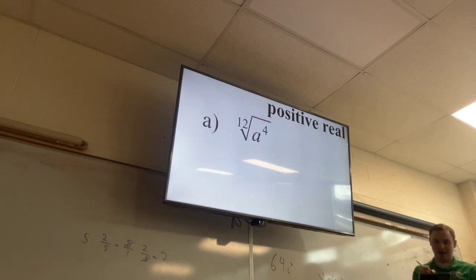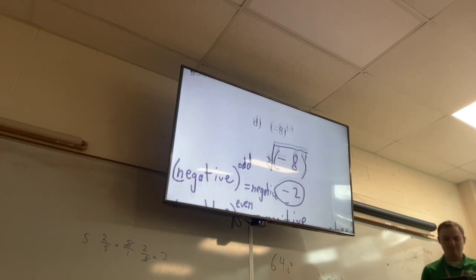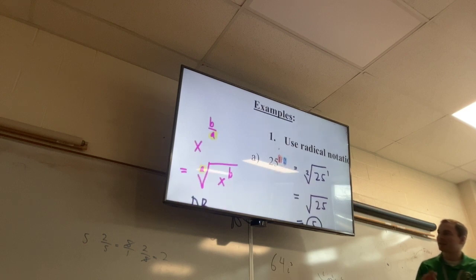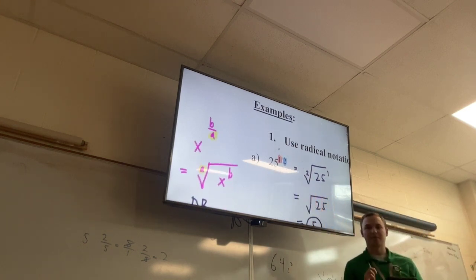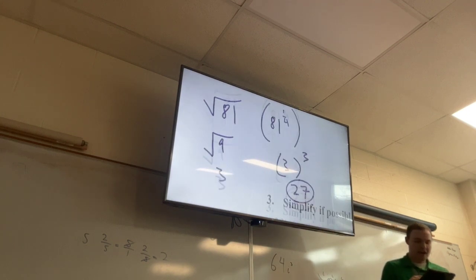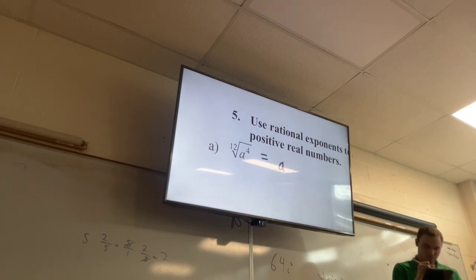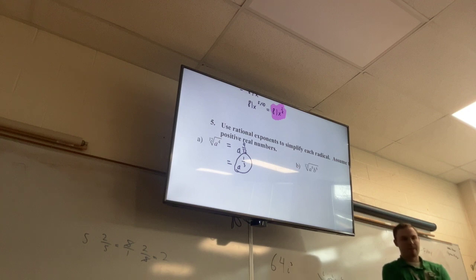What is this as a fraction exponent? All right, so up here, which number went outside of our radical? Right, the denominator always went outside our radical, okay? So going backwards, the number outside our radical always becomes the denominator. So it's going to be a to the 4/12. Simplify it. It simplifies to a to the 1/3, okay?